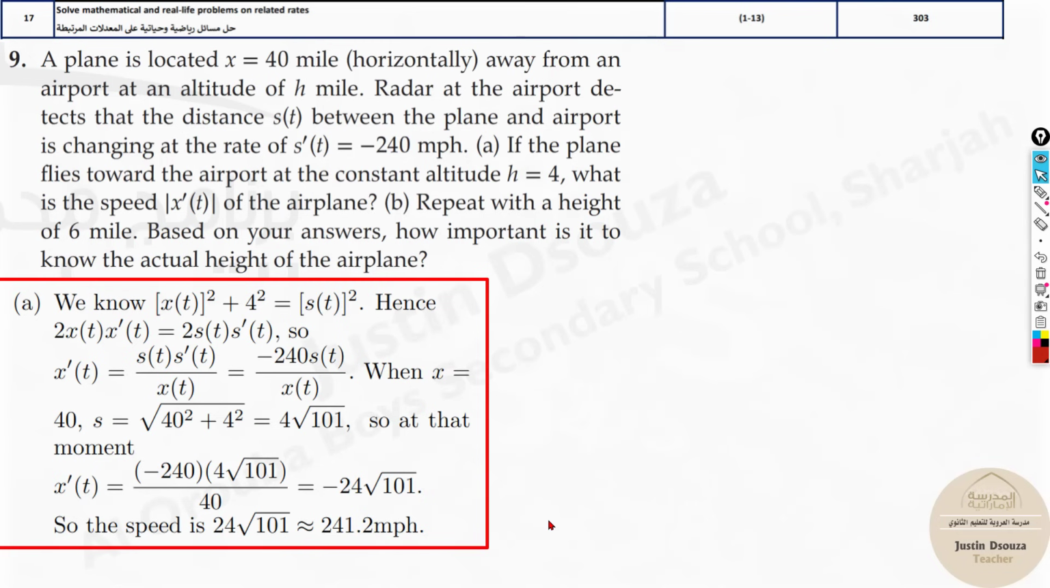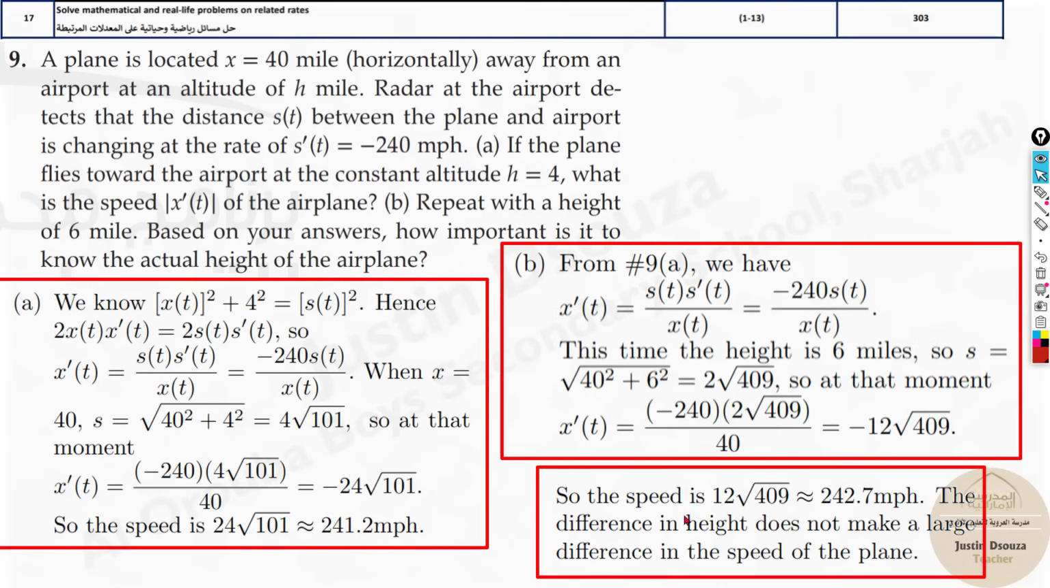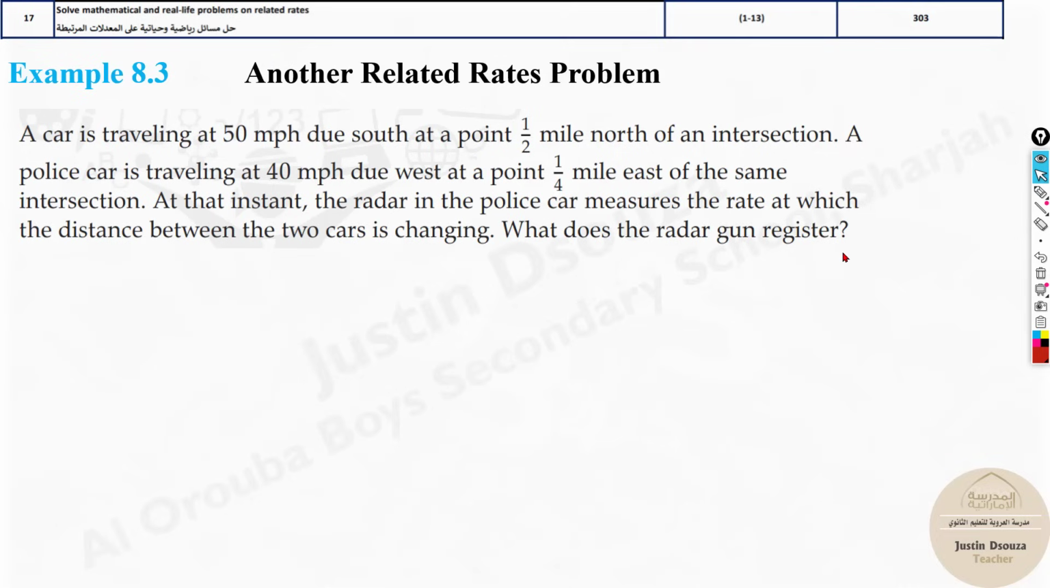First one was 241.2, and then the next one over here was 242.7. The difference does not make a large difference in the speed of the plane, because, as I told you, the height difference is very, very small compared to the distance between the plane and the airport.